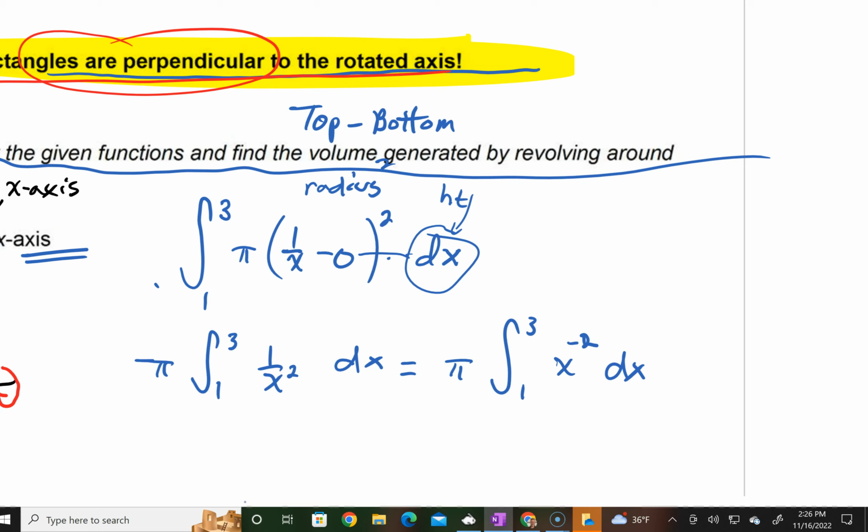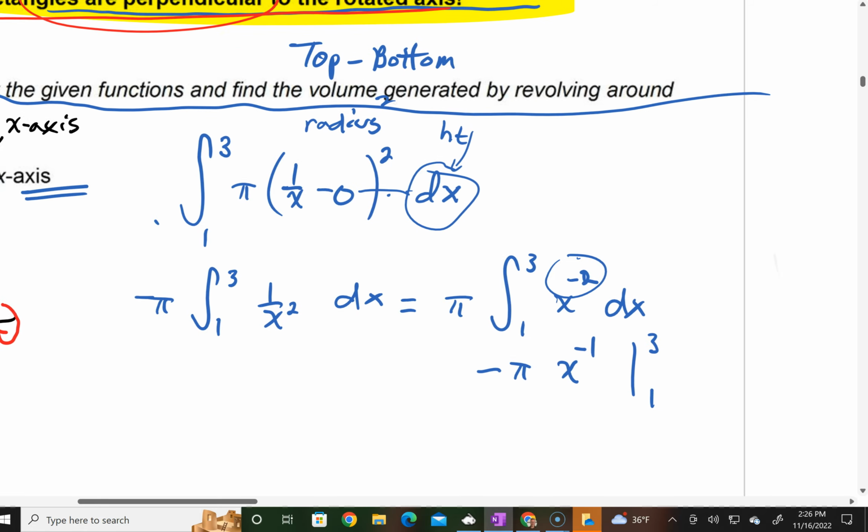How do we take an antiderivative? What do we have to do here? Yeah, add 1 to our power. Add 1 to negative 2, you're at negative 1. Divide by a negative, and then you've got this, and then you finish off the fundamental theorem.